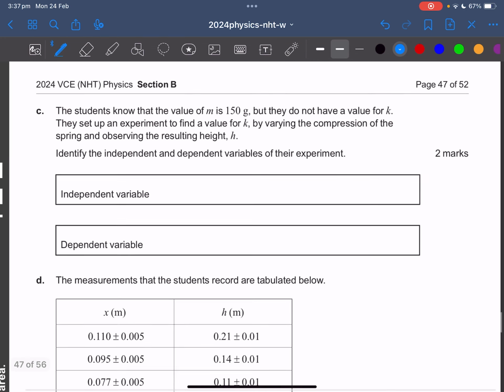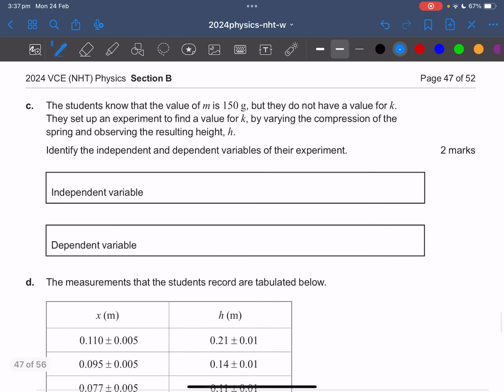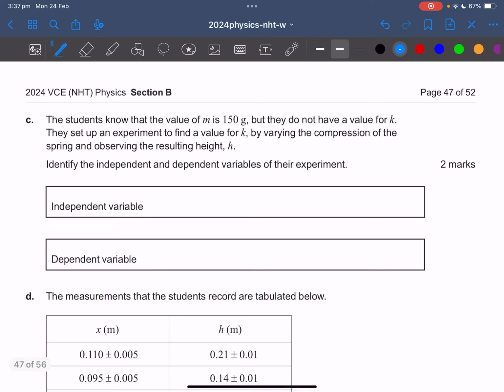Alright, so the students know that the value of m is 150 grams, but they do not have a value of k. They set up an experiment to find the value of k by varying the compression of the spring and observing the resulting height h. Identify the independent and dependent variables of their experiment.